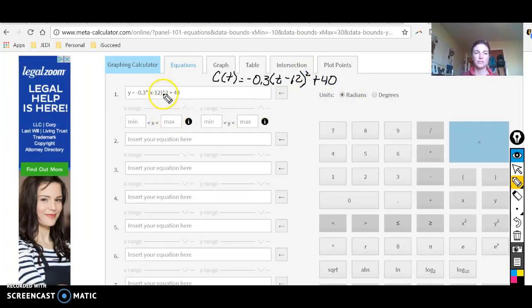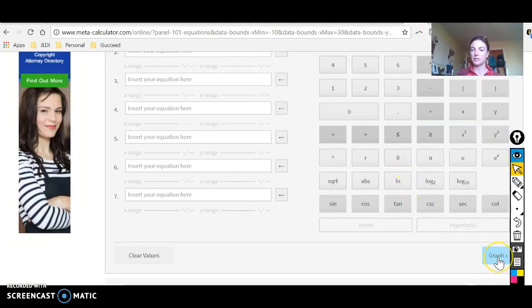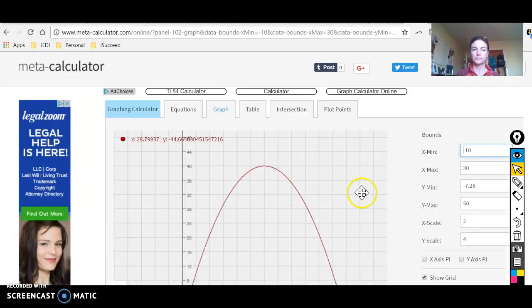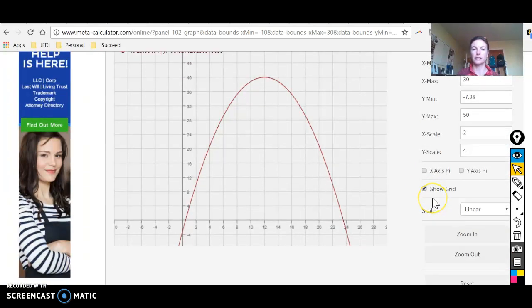Okay, so you use the little shift 6 key to make the exponent, and negative 0.3 times the quantity x minus 12, shift 6 squared plus 40. Okay, and when you do that, then you can just scroll down a little bit and click on the graph. And here is the graph of that function. It's pretty slick. And that's what I want to see.